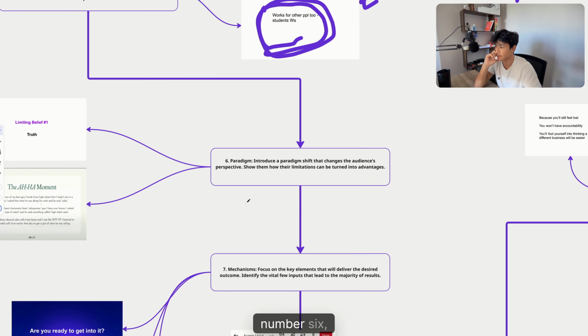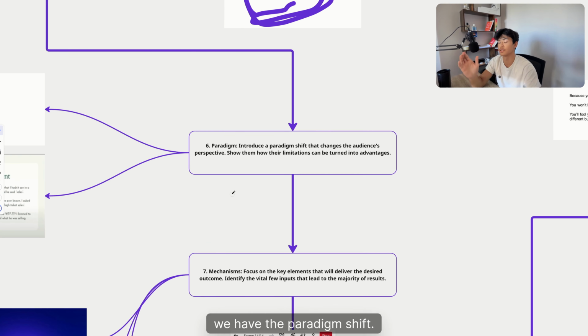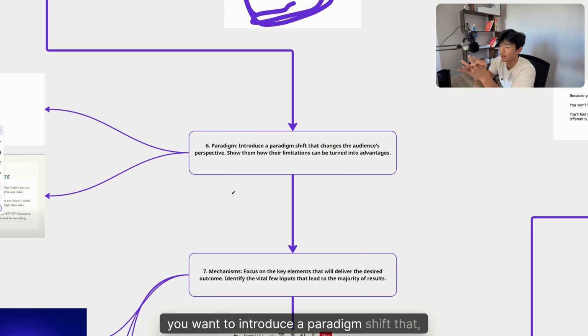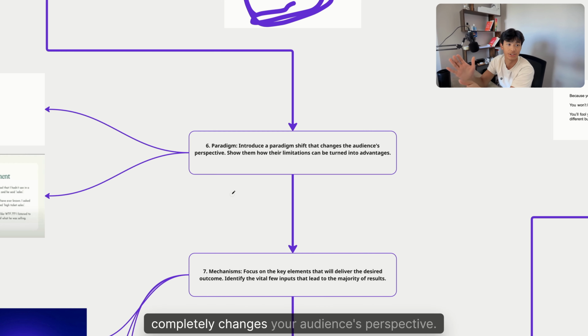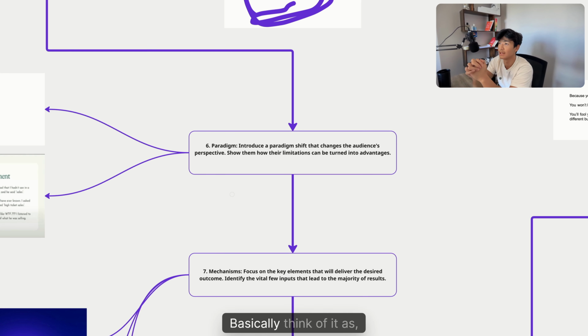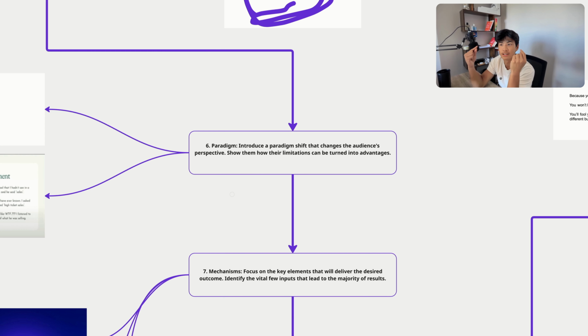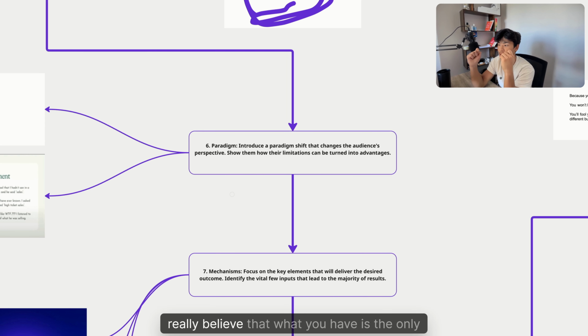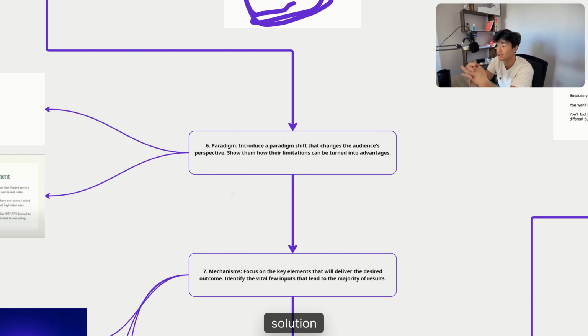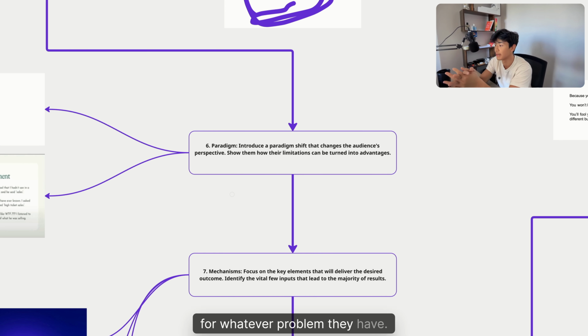All right, next up, number 6, we have the paradigm shift. So you want to introduce a paradigm shift that completely changes your audience's perspective. Basically think of it as the one thing that needs to change in their mind in order for them to really believe that what you have is the only solution for whatever problem they have.